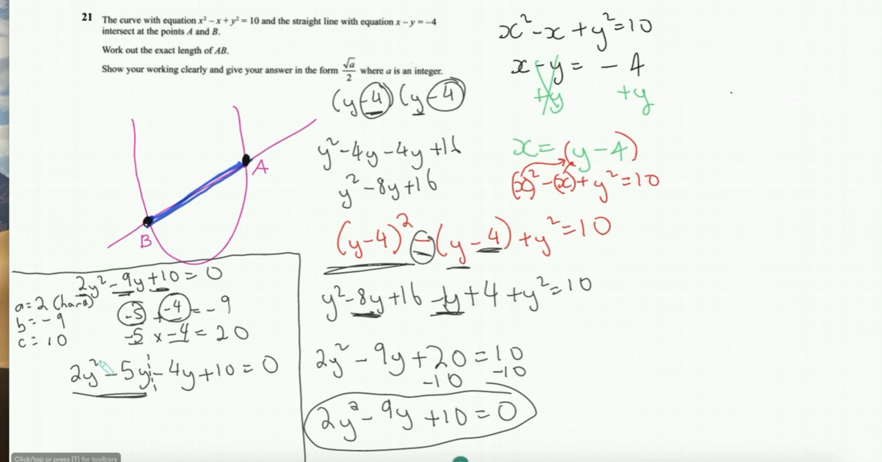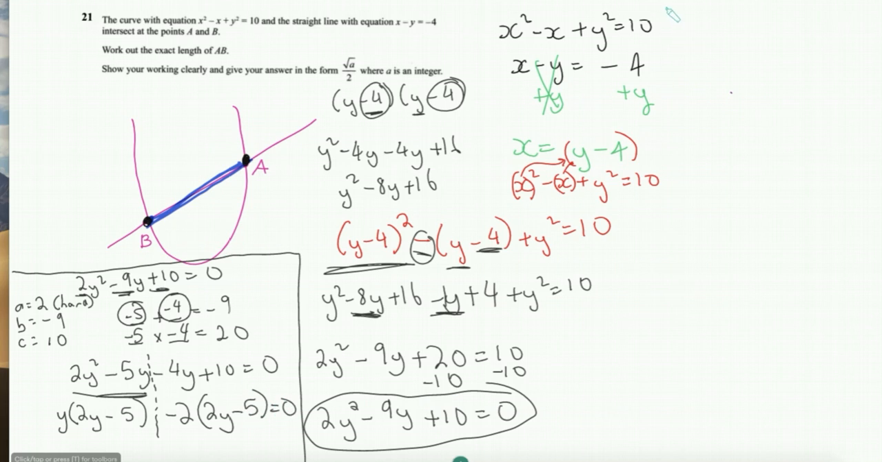What's in common between 2y squared and minus 5y? A y is in common. So it's going to be y times 2y minus 5. And on the other side, what's in common between minus 4y and positive 10? Minus 2. How do you get from minus 2 to minus 4y? You have to multiply by 2y. How do you get from minus 2 to positive 10? We multiply by minus 5. Equals 0.